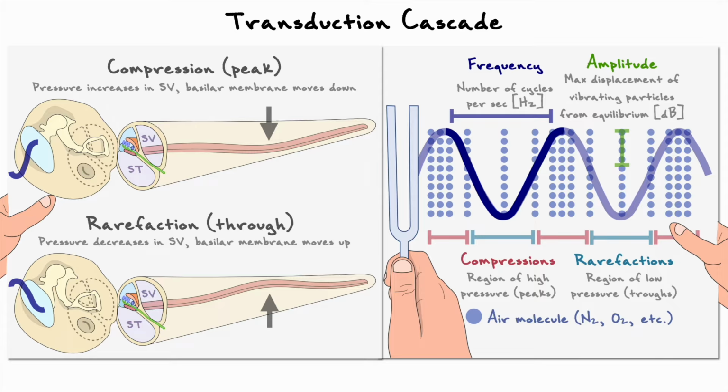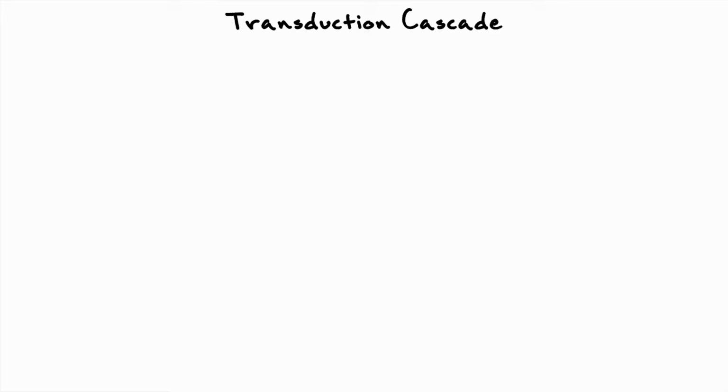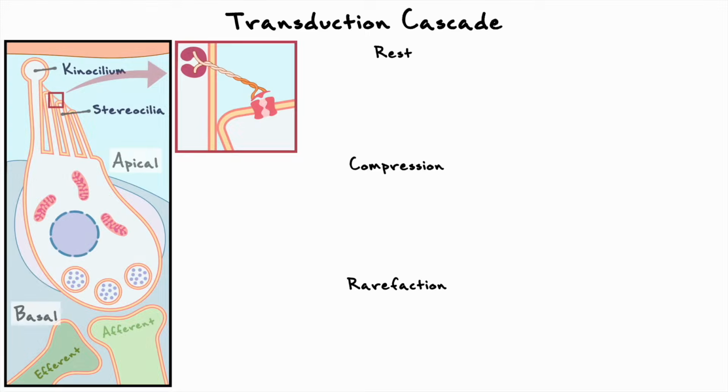Now, what we need to discuss is what happens with the hair cells when the basilar membrane moves up and down. Accordingly, we have 3 situations to consider: what happens at rest, during a compression, and during a rarefaction. On our hair cells, the region that will be important for this topic is this close-up diagram of the stereocilia. On this diagram, we can see the mechanoelectrical transduction or MET channels that are attached to the adjacent stereocilia via a structure called the tip link.